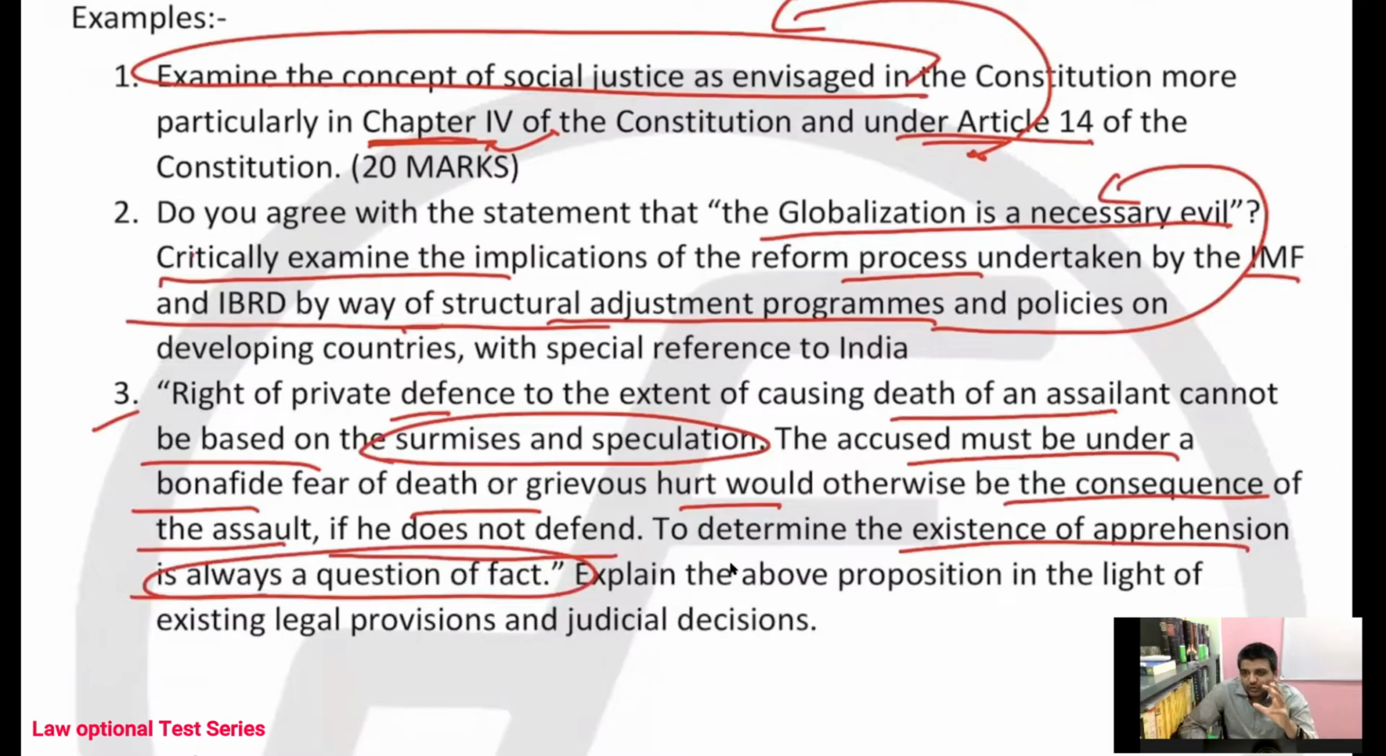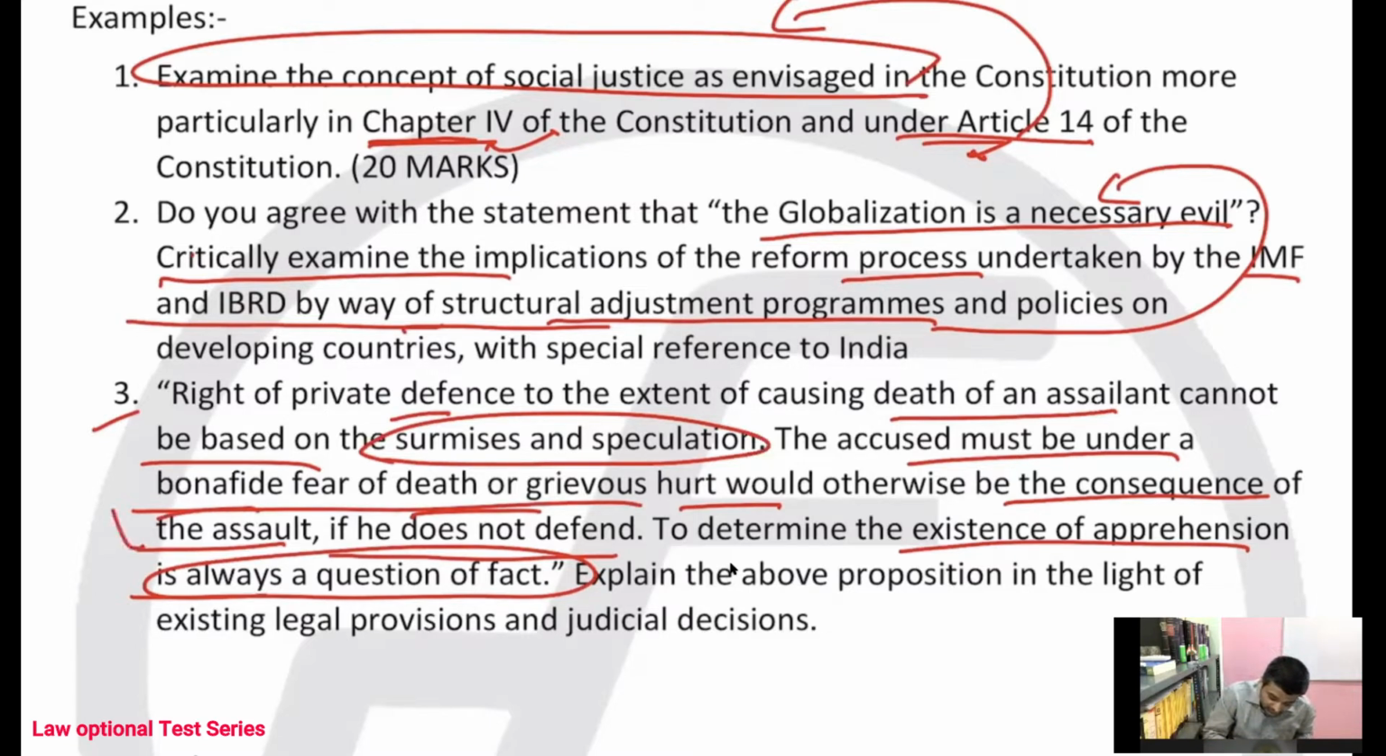So the actual question you have to answer is that, in order for you to be eligible to exercise the right of private defense, whether the conditions given in the IPC are satisfied or not is a question of fact. And what are those conditions? You have written them here also. You must be in a bona fide fear of your death or grievous hurt. So that is a direct question.